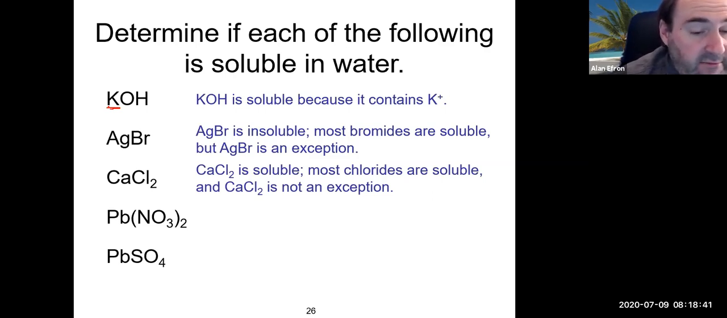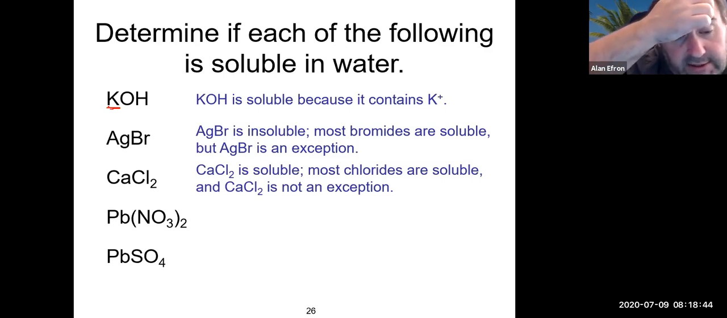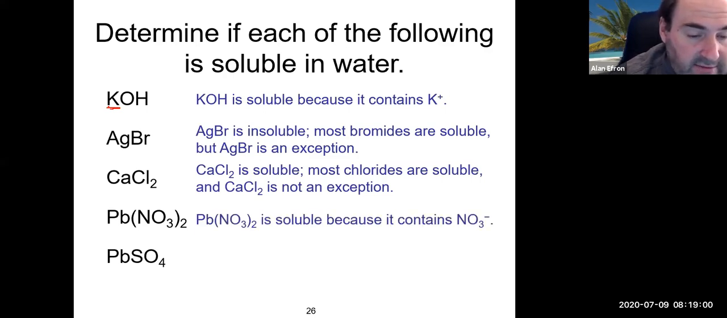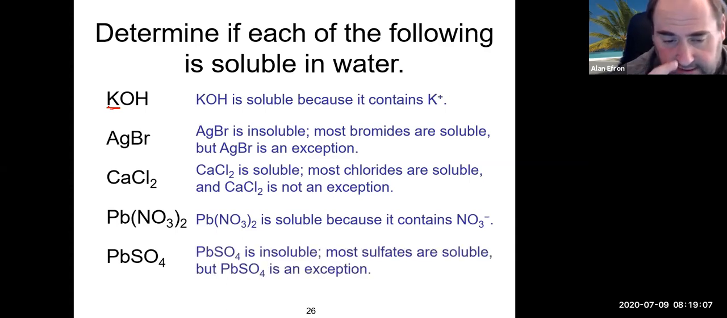Next, we have lead 2 nitrate, and the key there is the nitrate. The nitrate, if you look back on that table, is pretty much soluble in everything. So there are no exceptions. As soon as you see that nitrate, you do know that it is going to be soluble because of it. And lastly, we have lead 2 sulfate. Here we want to look at the sulfates, and the sulfates are going to be insoluble, even though sulfate is mostly soluble, but lead is one of those exceptions, and it would be insoluble.